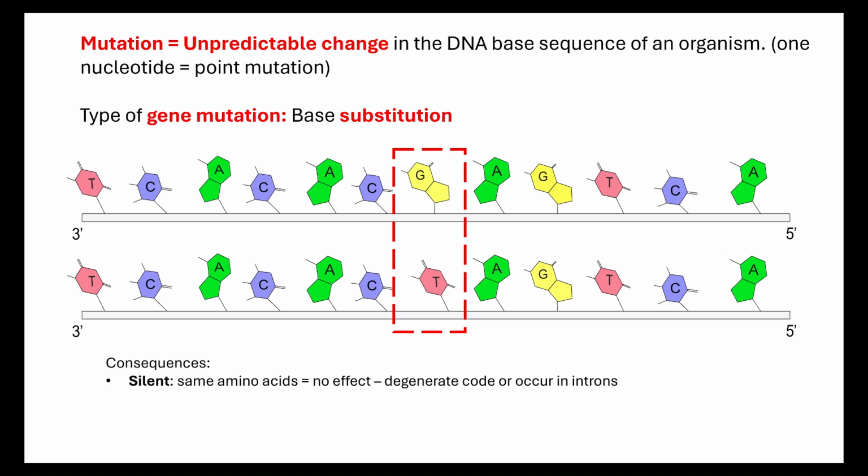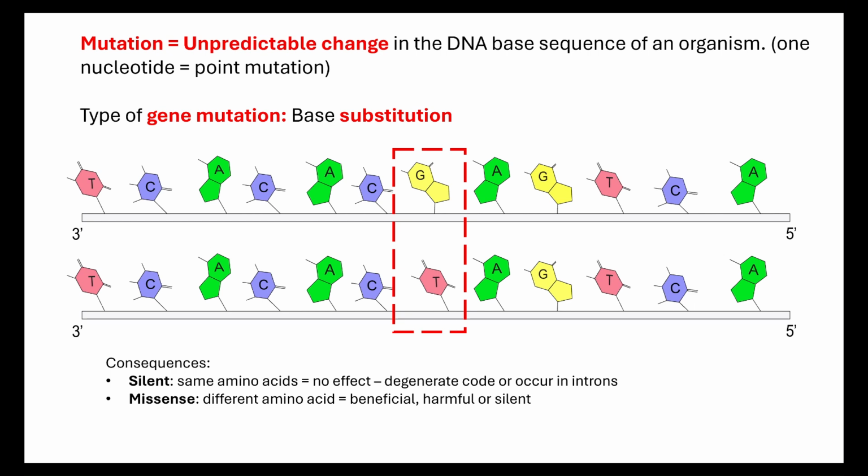We've had a base substitution, but it could be silent because we've got exactly the same amino acid in our primary sequence. Or it could be that this mutation actually occurs in an intron, which is known as a non-coding region. It could be what's known as a missense consequence. So basically, instead of it being the same amino acid this time, we've now got a different amino acid. And that different amino acid could be beneficial. It could help in whatever the role that protein has to play.